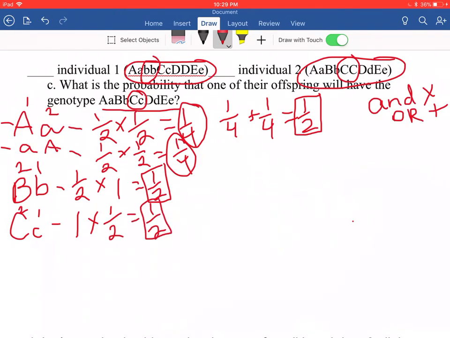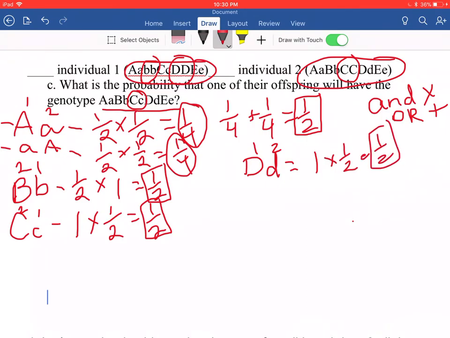Now let's take a look at D. We're interested in big D, little d. Again, we have a homozygote here for big D in individual 1, so it has to be individual 1 and 2. The probability of individual 1 passing on big D is 1. The probability of individual 2 passing on little d is a half. So we are at a half.